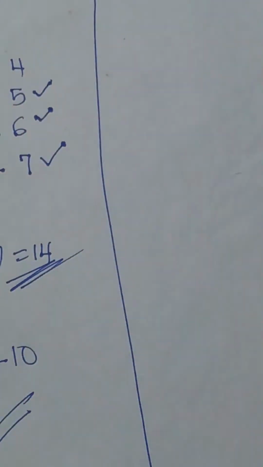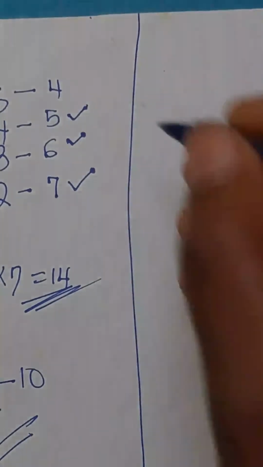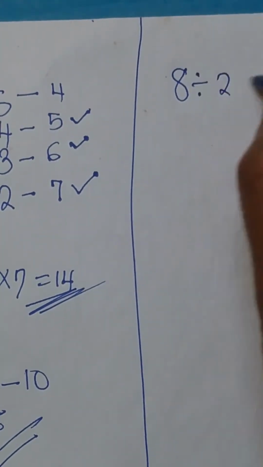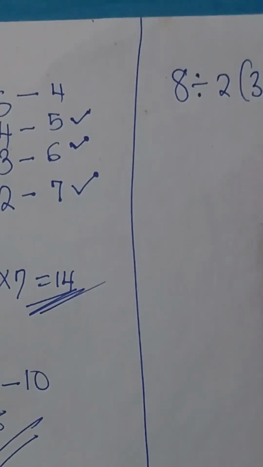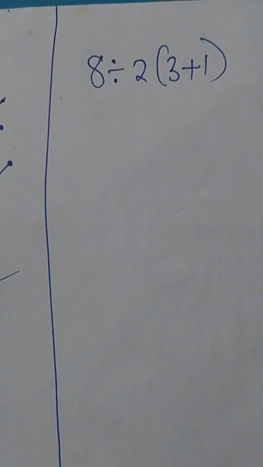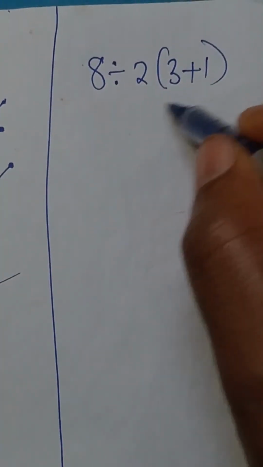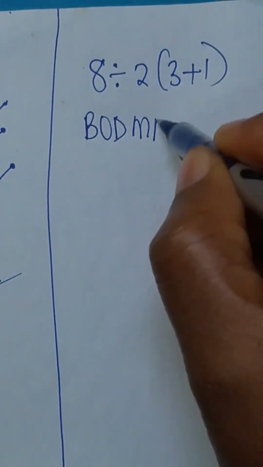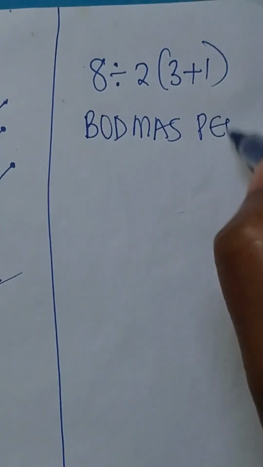Meanwhile, let me solve this for Siso. You said I should solve 8 divided by 2 bracket 3 plus 1. Now, for this question, you apply BODMAS. To solve it, you apply BODMAS. Let me write it: BODMAS.